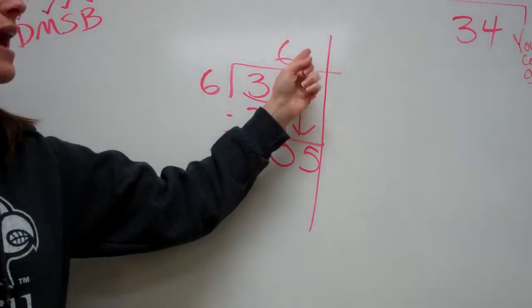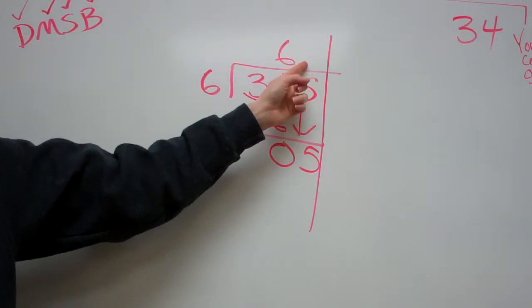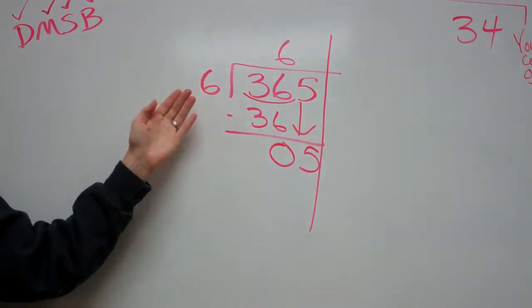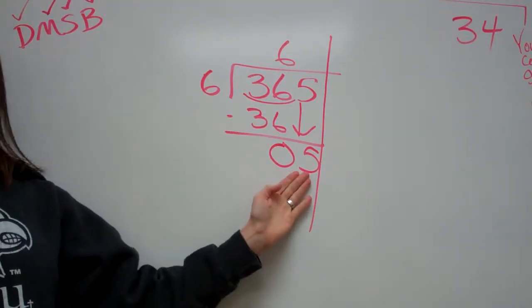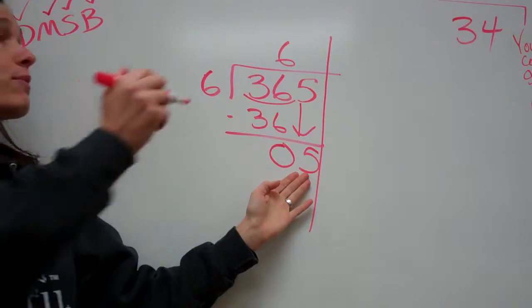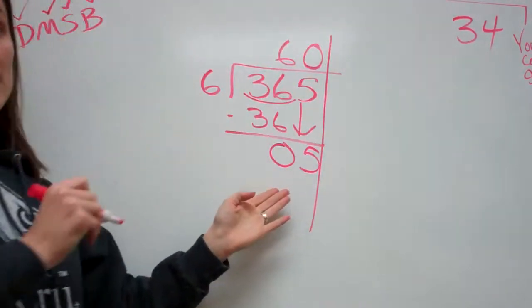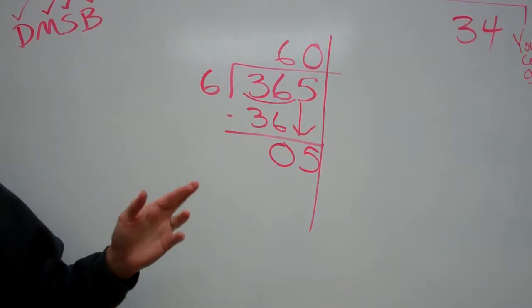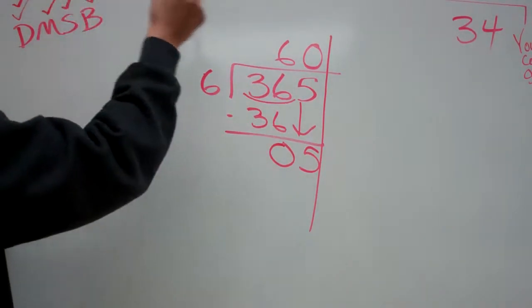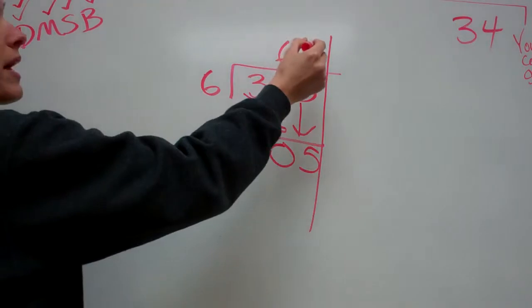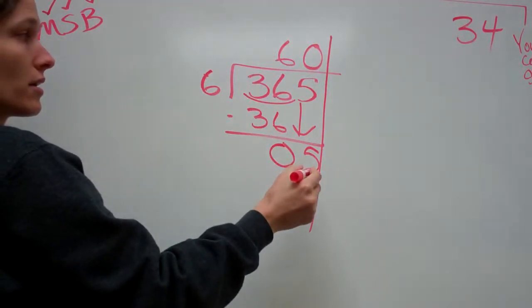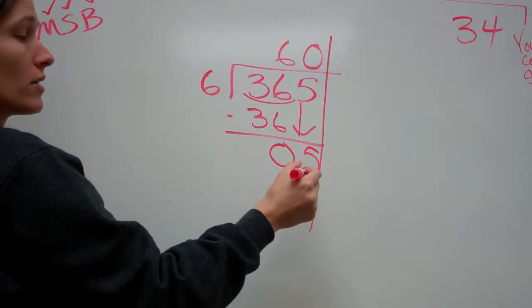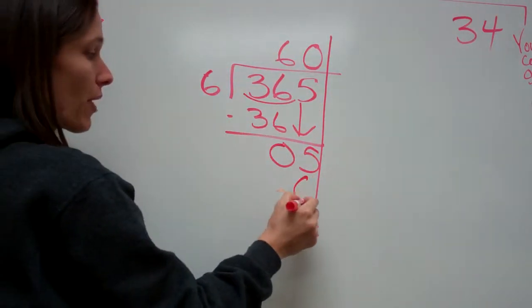You have to have something that ends. So what would I do? 6 times what equals 5? 0. So you will put a 0 right there. Some people struggle with this, even in 7th grade. So then I will multiply. 0 times 6 is 0.